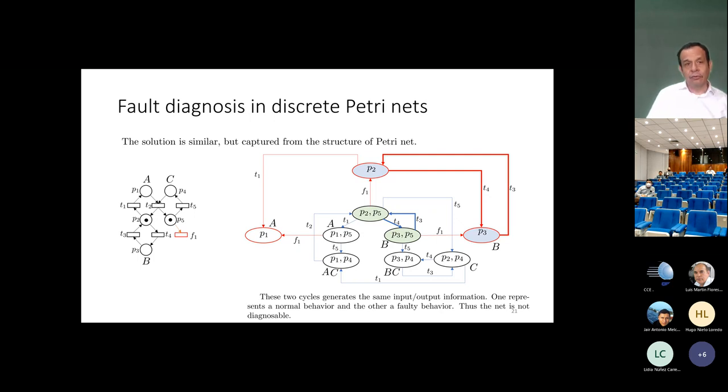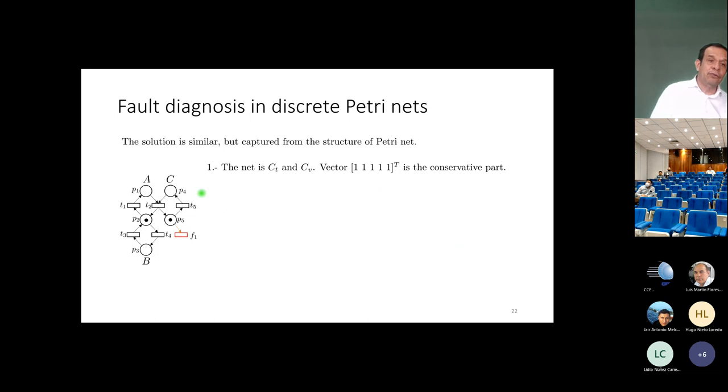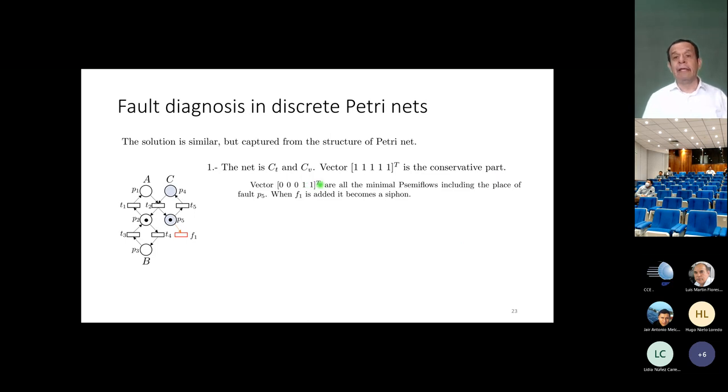So in order to avoid that, we need to pay attention to the structure of the Petri net. In this case, the net is consistent and conservative, and this vector is all positive as the conservative part of the net. Then I will compute the minimal p-semiflows that contain p5, and these vectors are included in this. So computing this vector, which is also computed polynomially, I will obtain this vector. When this transition is added, these two places become a siphon.